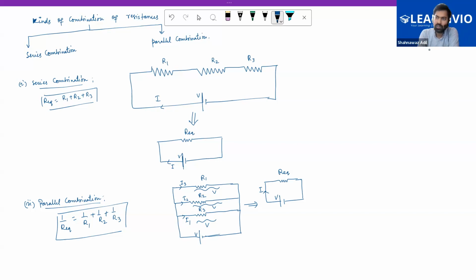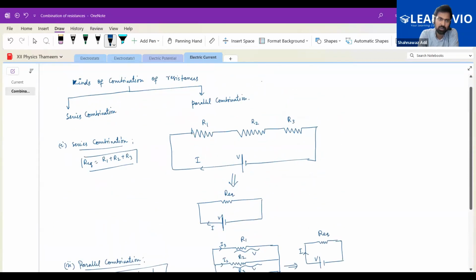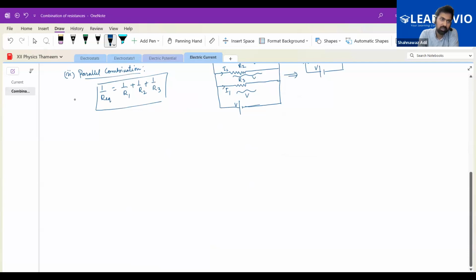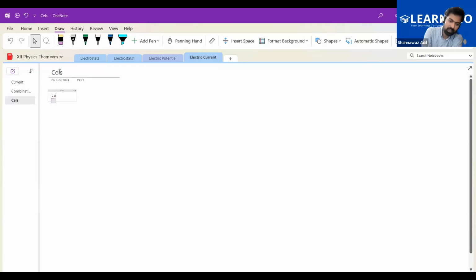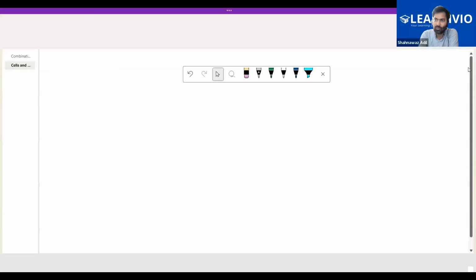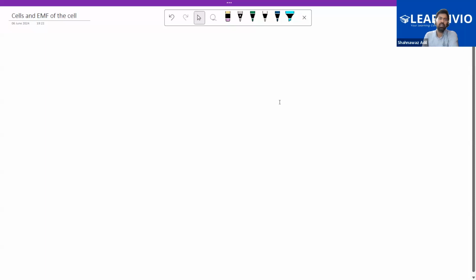Okay, so now we talked about this. There are lots of questions on the basis of this combination. We'll do that in the questionnaire session, but let us move ahead and talk about the other topic, which is cells. So what is a cell, right? And mainly we'll talk about the electrolytic cell.